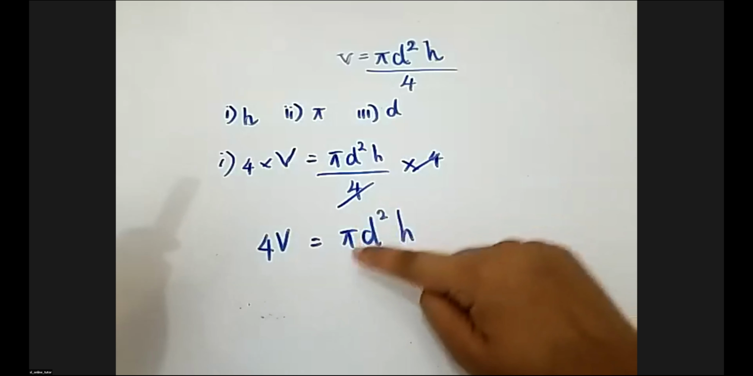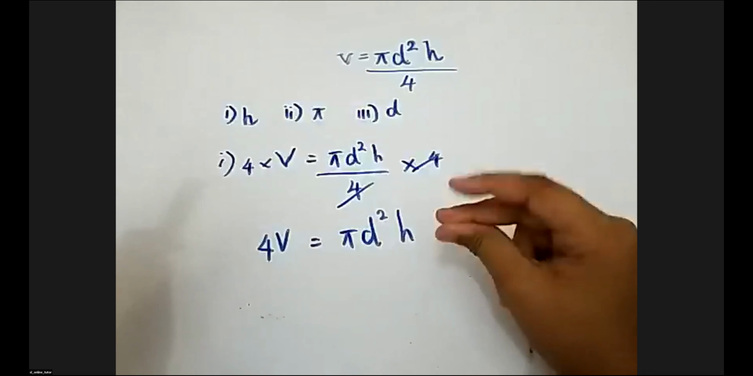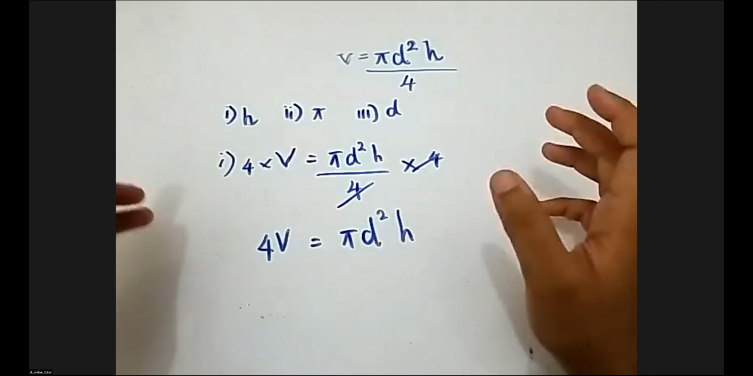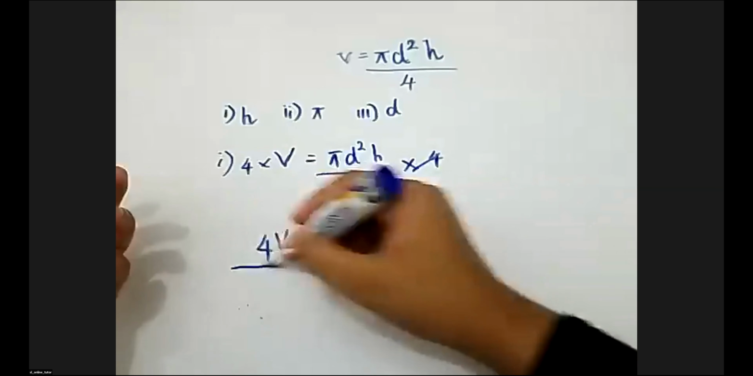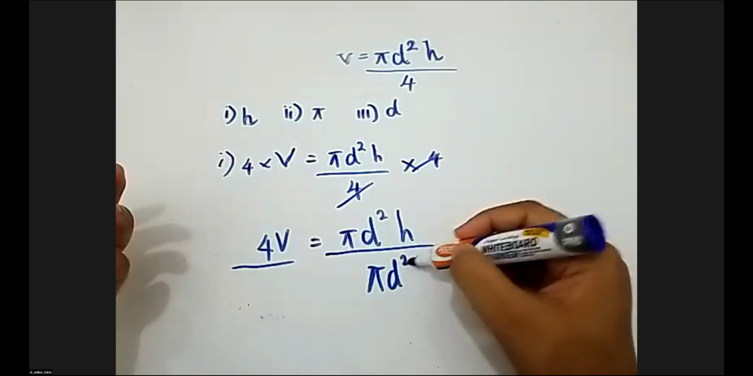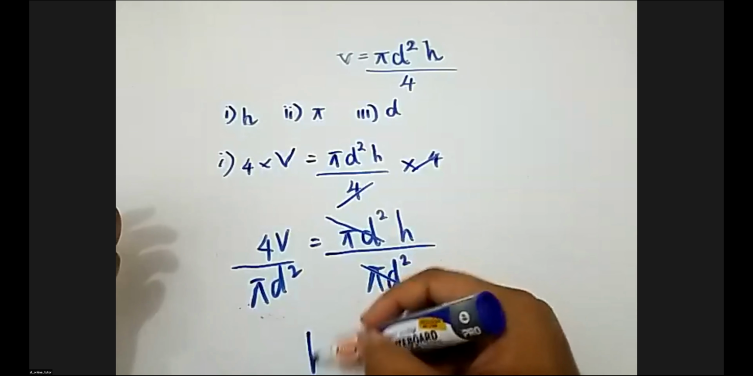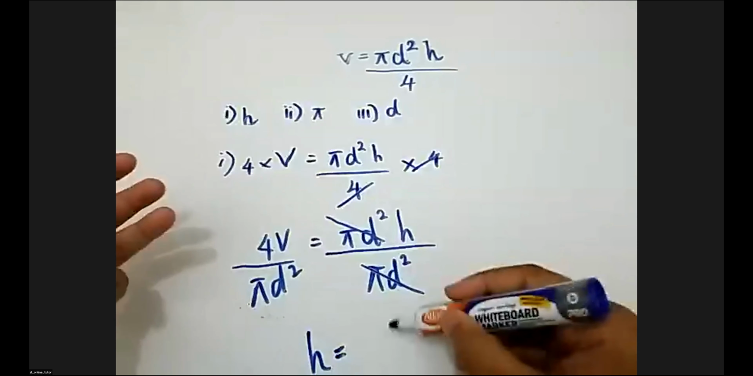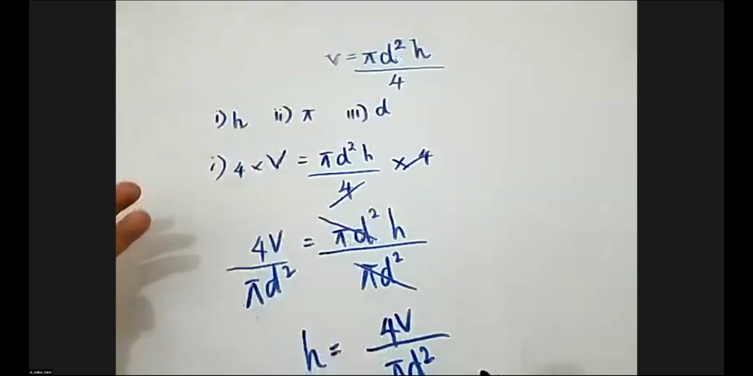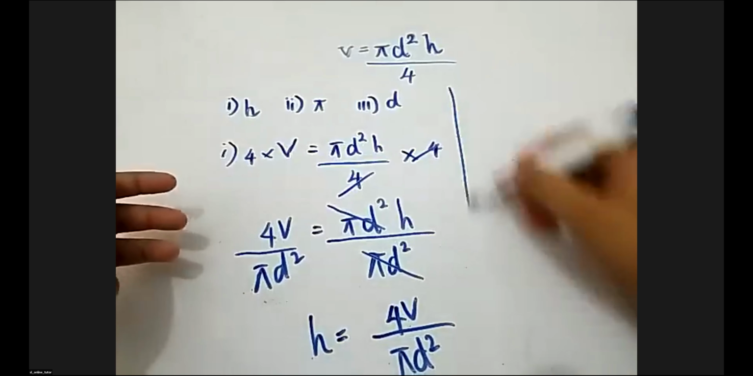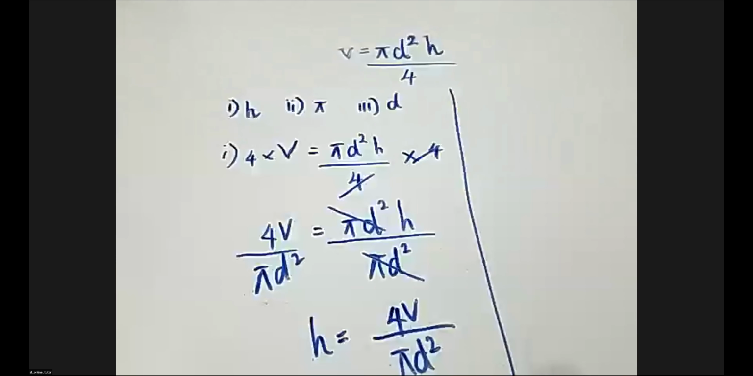Now, to remove the pi d squared, you can remove both of them together. They are connected by multiplication. Then how to remove both of them? By dividing both sides by the unwanted term pi d squared. Now, pi d squared and pi d squared get cancelled. We can take this side h. Usually we write it like that. H equals 4v over pi d squared. This is our new formula with the subject h. Did you understand it? Yes, teacher.